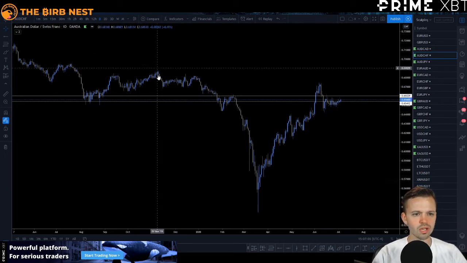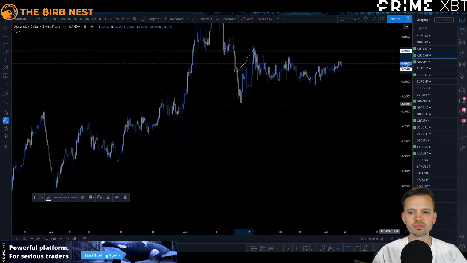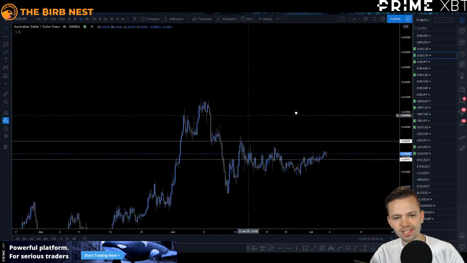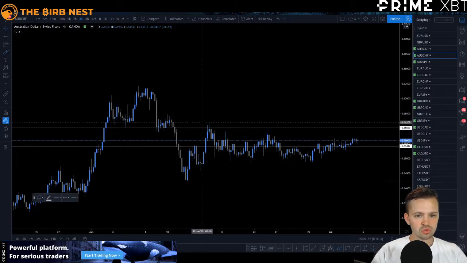Well, I'm looking at this area right here, right? So it's been used as resistance right here. I like that area. We broke down here, touched it again. I'm looking for that area to get cleared, right? And you can quite clearly see you have a swing failure right here.